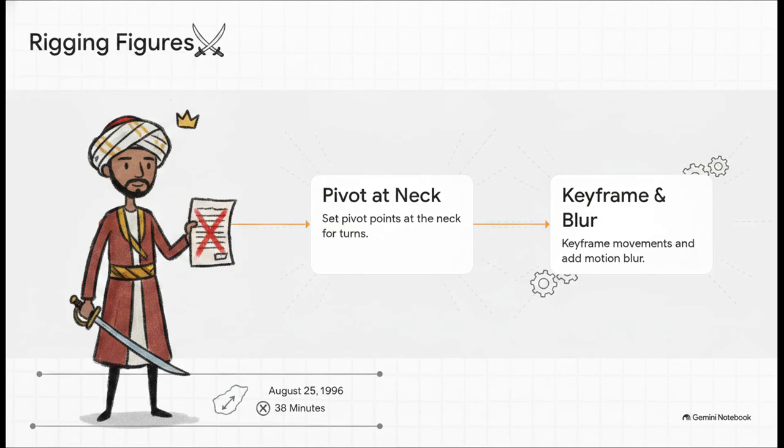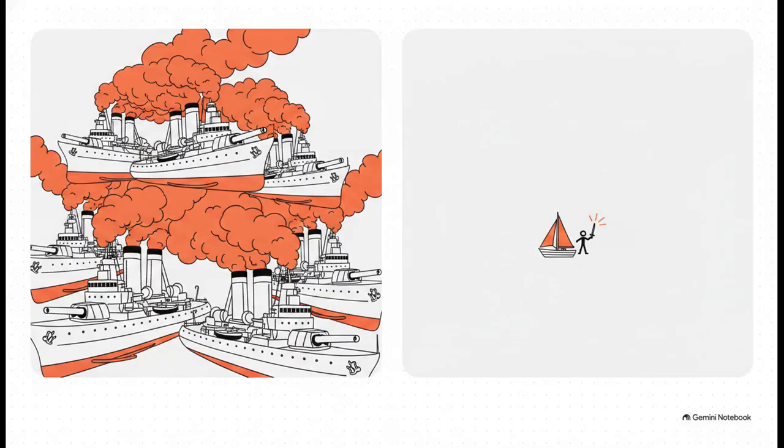So, how exactly do we build our rebel? Well, to rig our stick figure of Sultan Khalid bin Bargash, you just draw his parts in 4K resolution, set the pivot points right at the neck for realistic head turns, and keyframe the movements while adding just a touch of motion blur. And Khalid? He's the rogue nephew who, on August 25, 1896, seized the throne following the sudden death of the previous sultan, basically completely skipping that British approval step we just talked about. The juxtaposition here is just wow.